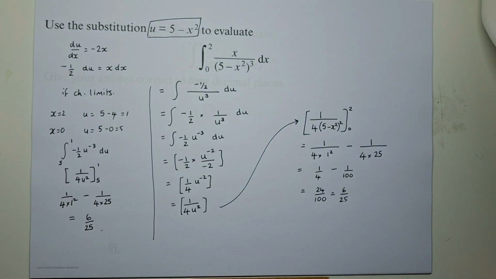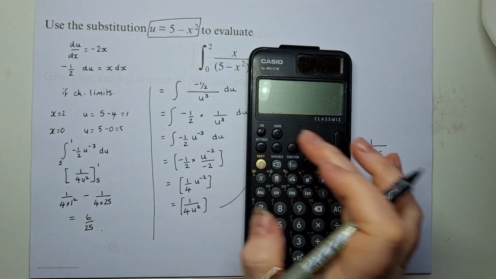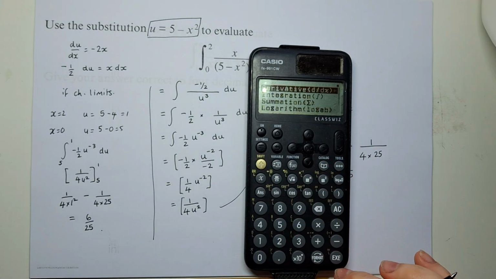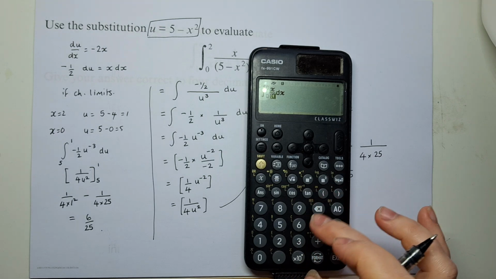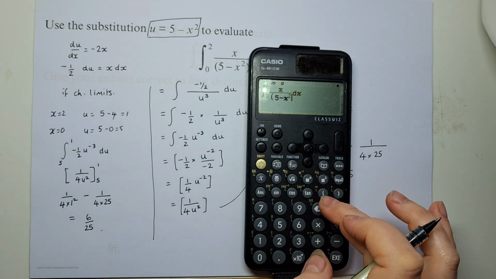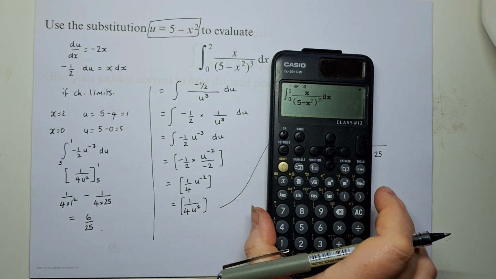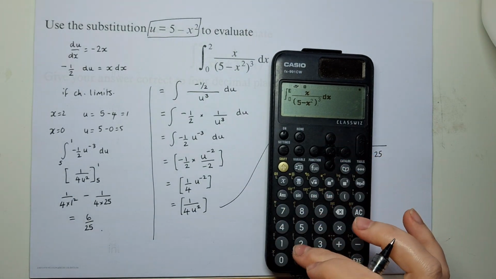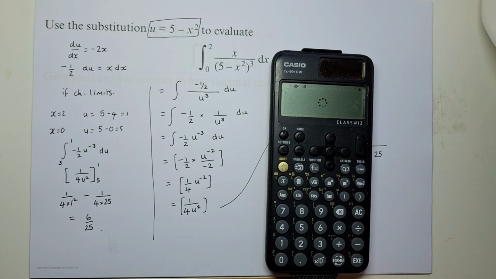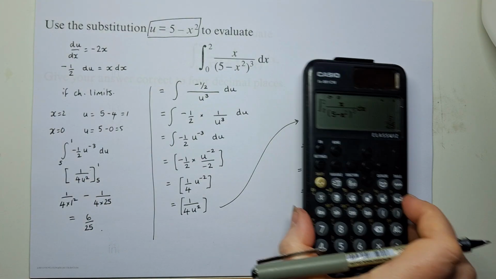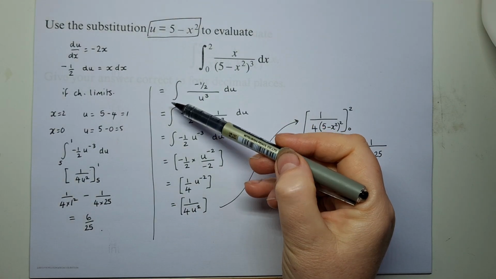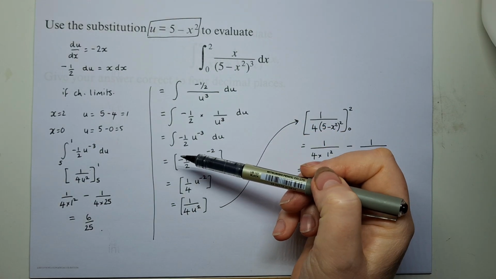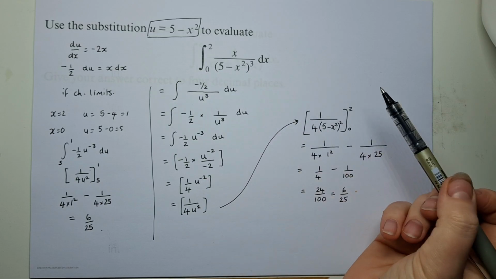Remember that you can use your integration function and double check that you've done it right as well. So we could do x over 5 minus x squared in a bracket cubed, integrated between 2 and 0, and fingers crossed we get the same answer there. You can either change the limits or leave the limits alone, but if you leave the limits alone, don't start writing the x limits in your working. You can't have mixtures of x's and u's.